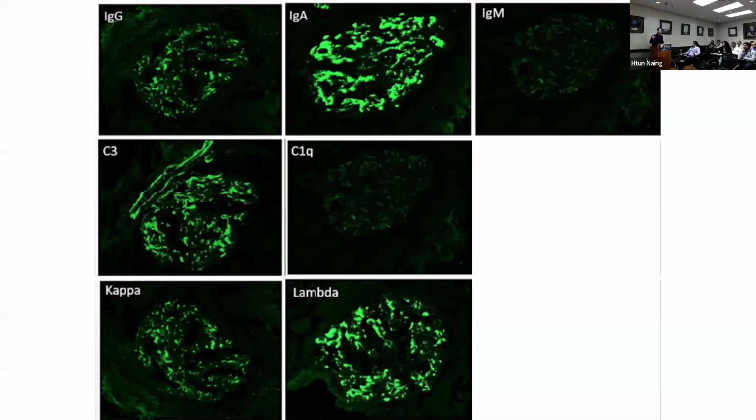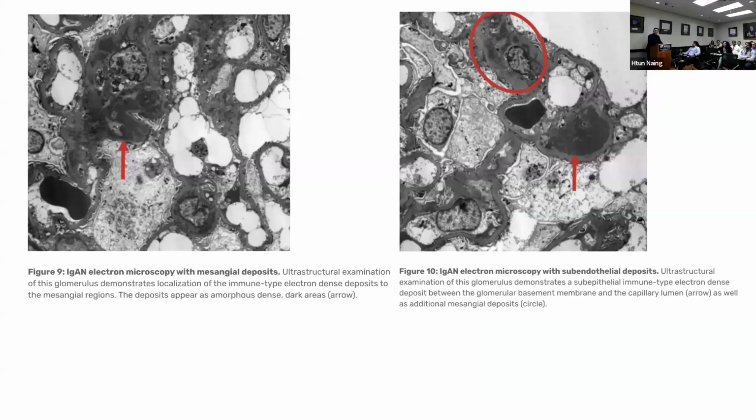is the beginning of the classical pathway. Theoretically, the IgA cannot fix C1q, but it can fix C3, so we think the alternative complement pathway and lectin complement pathway might play a role in IgA nephropathy. And you're going to see electron dense deposits in the mesangium, in the subendothelium, and on the IF.